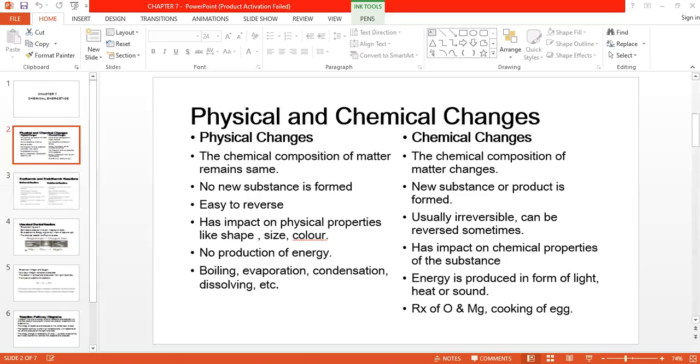So, the topic that we are going to cover today is related to physical and chemical changes. And then later on in this lecture, we'll study exothermic and endothermic reactions. So, firstly, let's see what the main differences are between a physical and a chemical change, or how we can identify whether a given change is a physical one or a chemical one.